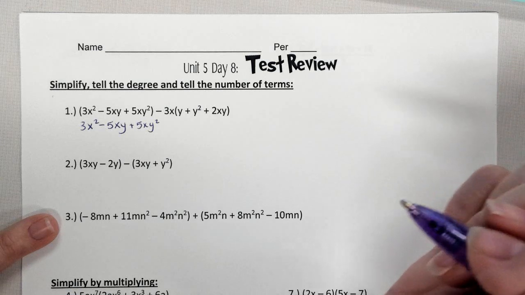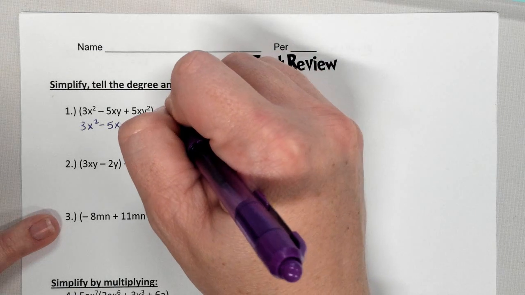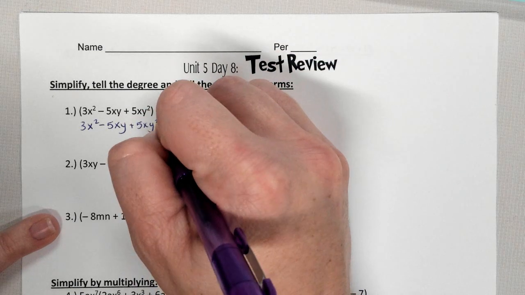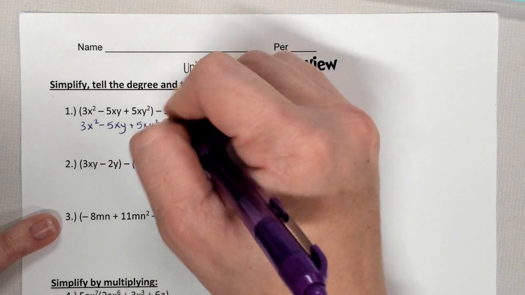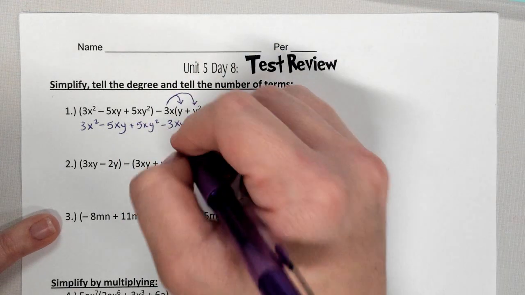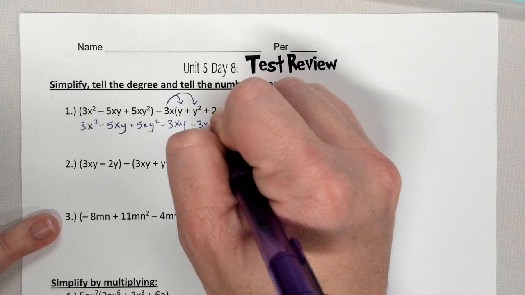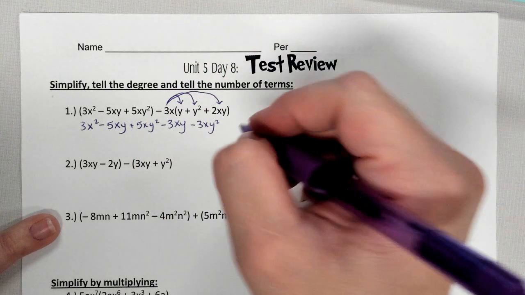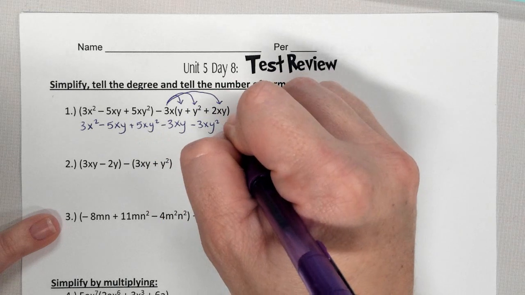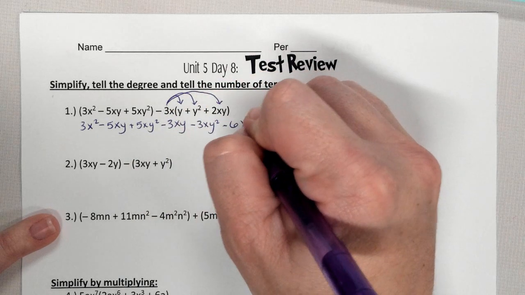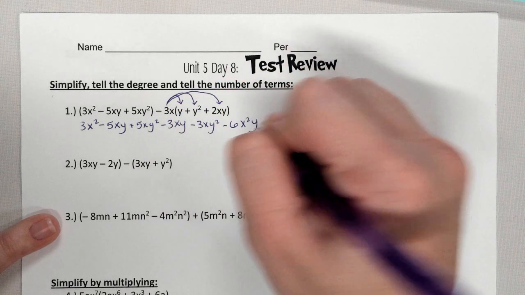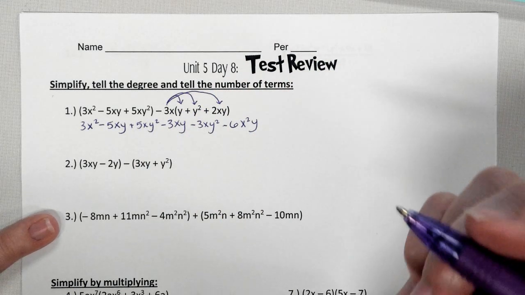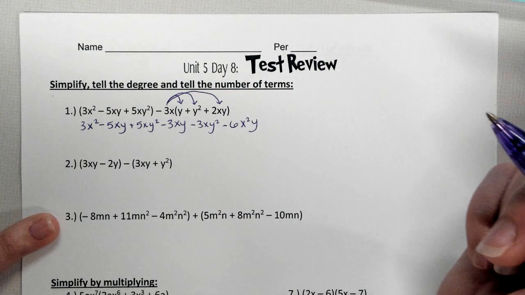However, on this one, I need to distribute. So negative 3x times y is just negative 3xy. Negative 3x times y squared is negative 3xy squared. And negative 3x times 2xy, well, negative 3 times 2 is negative 6. X times x is x squared, and then there was only one y being multiplied. And now we have to find like terms.